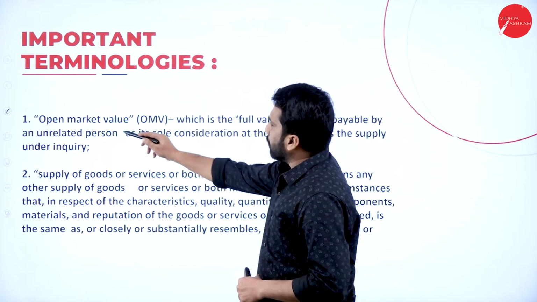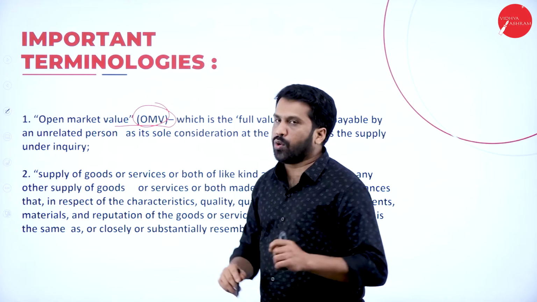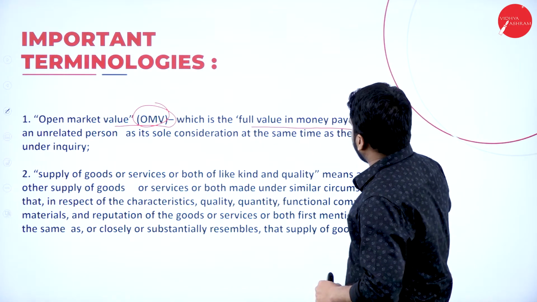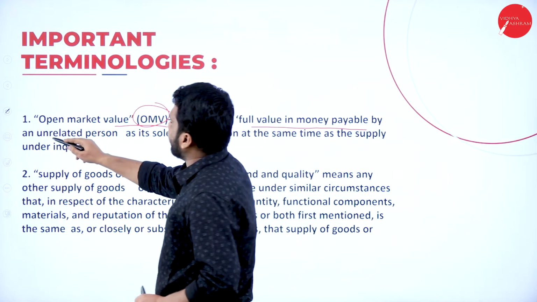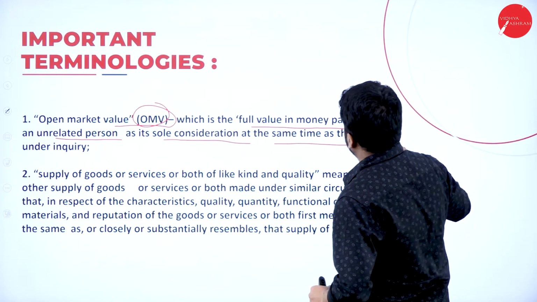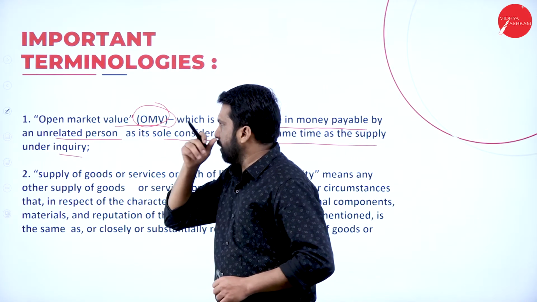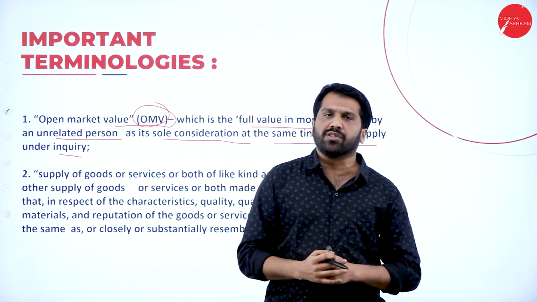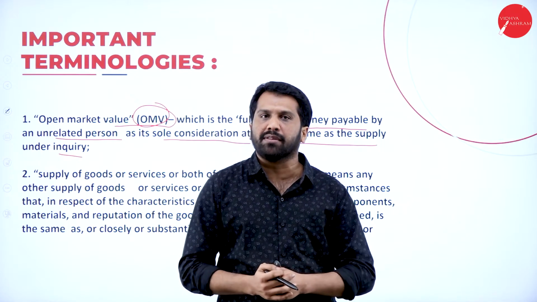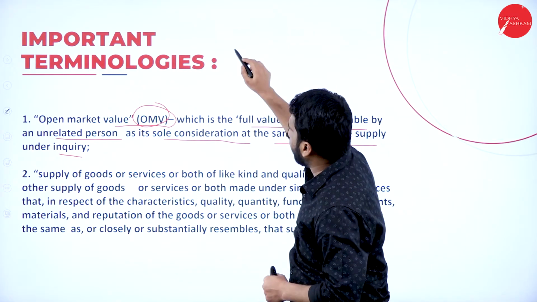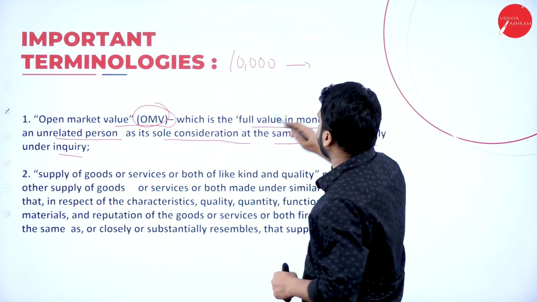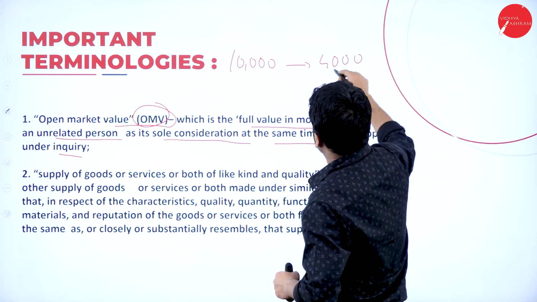Now, open market value. The first one is OMV. These are all your theory questions. It is the full value in money payable by an unrelated person as its sole consideration at the same time as the supply under inquiry. What is the open market value? Just assume that you have your close friend in the market. In the market it is available for 10,000. For your close friend you have given it for 4,000.